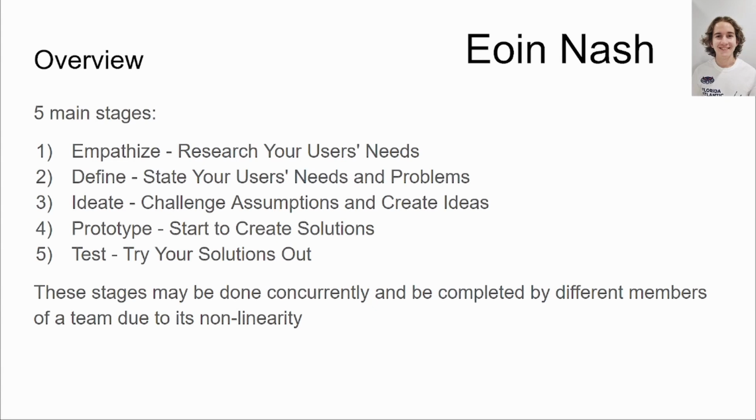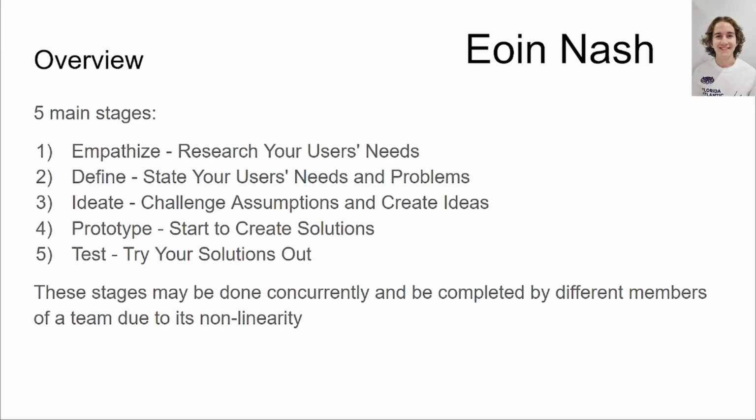Continuing on with the overview, as we said before, there are about 5 main stages that we've decided to narrow it down to. The first of which is to empathize, which is to research your user's needs, where you can go on Google, internet, or even to other people and ask, what does this user need? Then you define, which is to state the needs and problems. So this is where you're starting to figure out solutions to the problem.